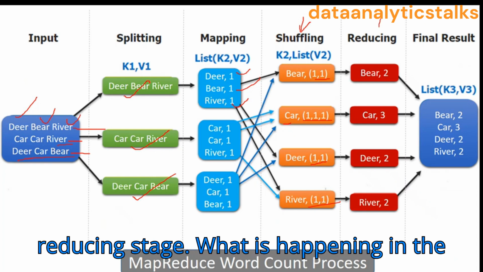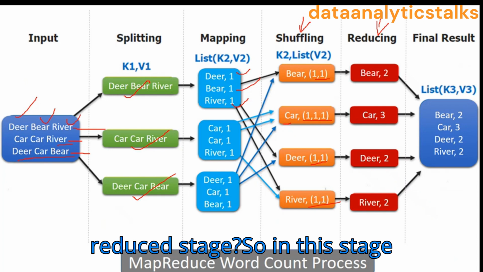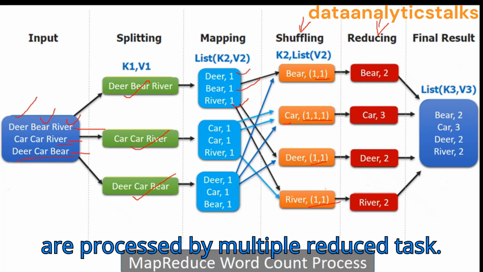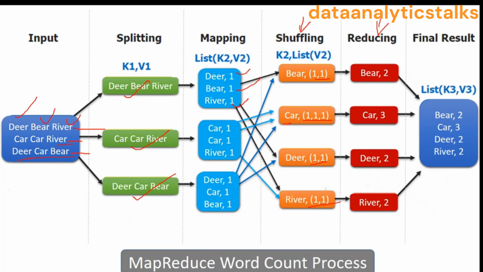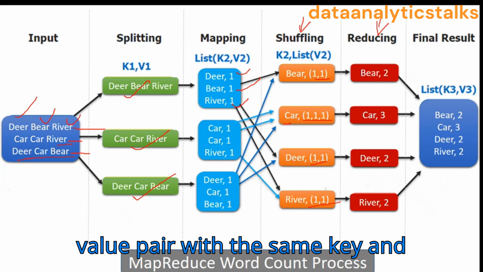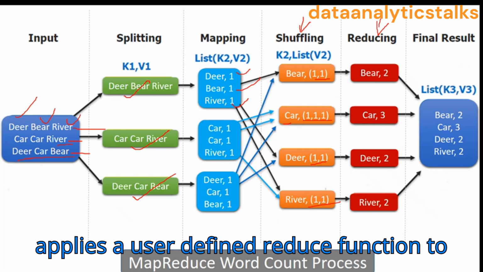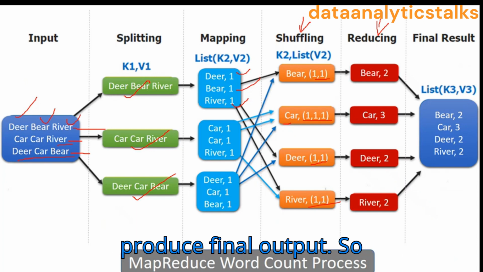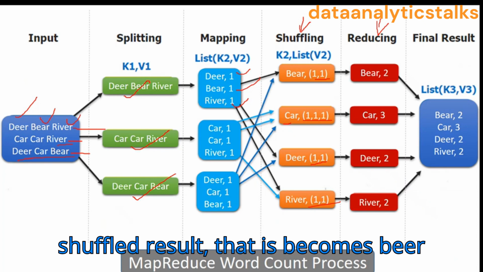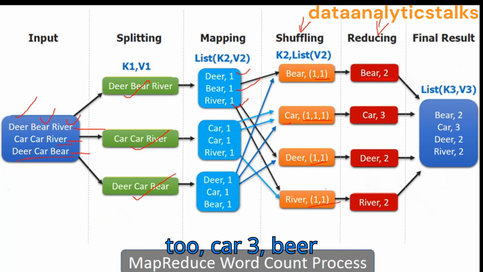Then comes the reducing stage. What is happening in the reducing stage? In this stage, the sorted intermediate key-value pairs are processed by multiple reduce tasks. Each reduce task takes a group of key-value pairs with the same key and applies a user-defined reduce function to produce the final output. So here we have a user-defined function applied on the shuffled result, which becomes beer 2, car 3, deer 3, and river 2, right? This is the reducing stage.